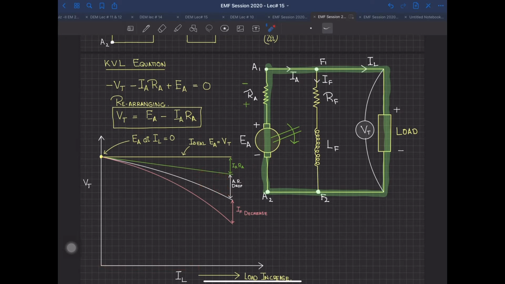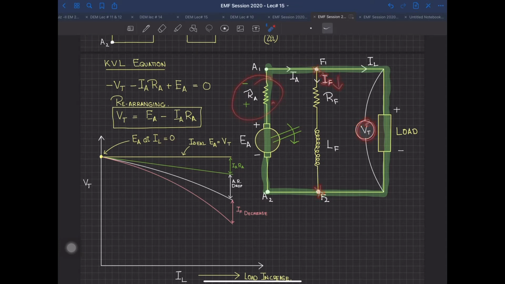And then the last one is the field current decrease, that is the IF decrease. And what is the IF decrease? Because when you are increasing the load, the terminal voltage at these two points, which is VT, is decreasing because of the larger drop across IARA. So what happens? The field current decreases.